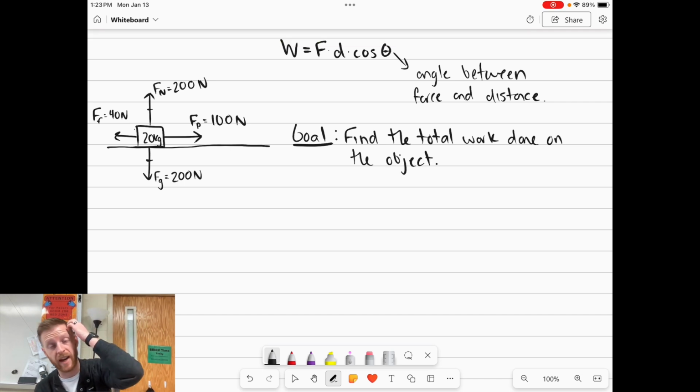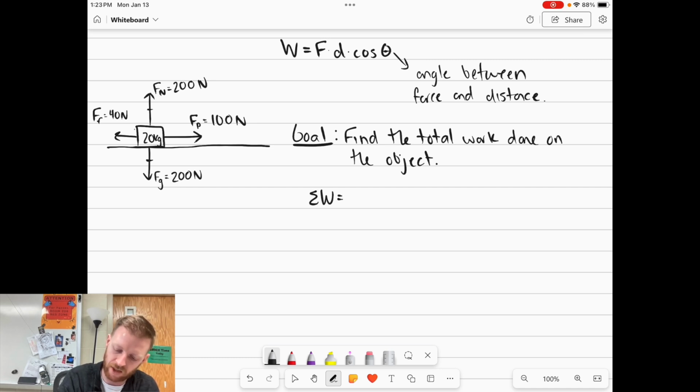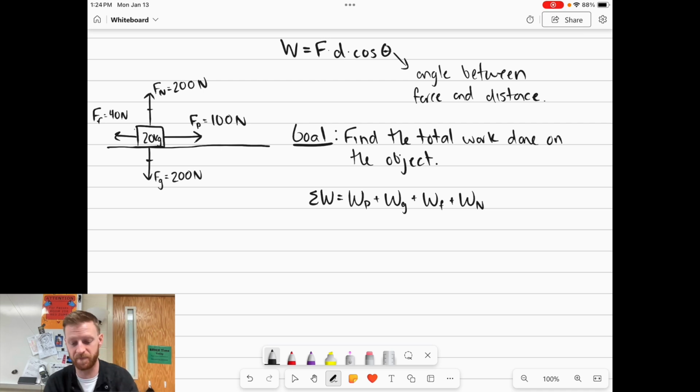And in order to do that, I have to find the work done by each force. So to find the total, the sum of our works is going to equal the work done by the pushing force, plus the work done by gravity, plus the work done by friction, plus the work done by the normal force. You might be asking, well, how can I figure that out without knowing a distance? Well, that is a requirement, so we're going to draw here that we push this object 10 meters.